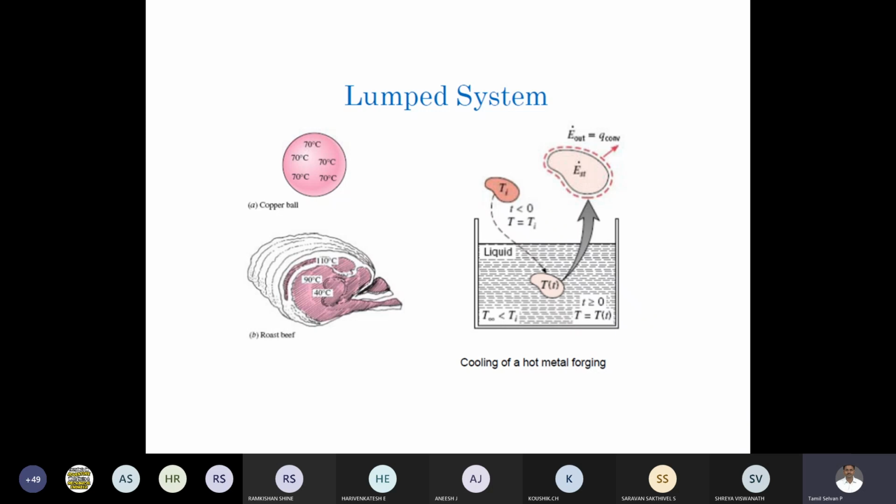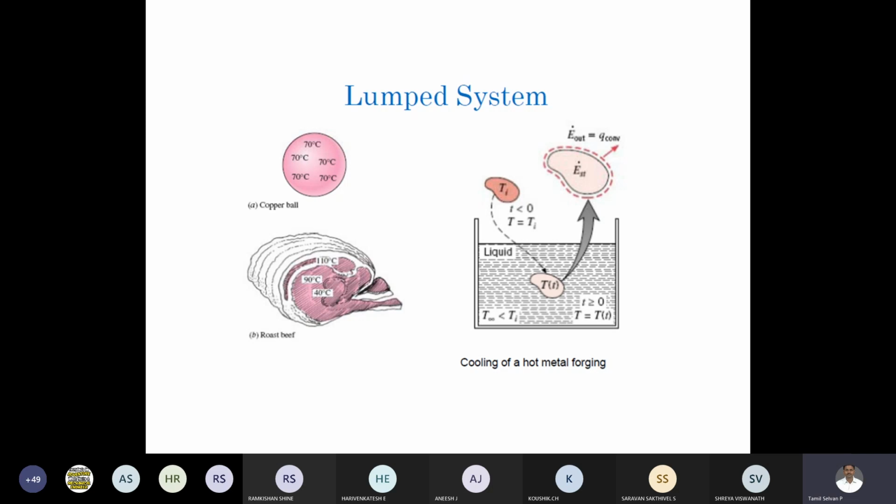So the process in which the internal conductive resistance is assumed to be negligible, or very much lesser when compared to the convective surface resistance, is said to be Newtonian heating if it is a heating process, and Newtonian cooling if it is a cooling process. If the fluid is at a lesser temperature and the solid is at a higher temperature, the solid cools. Am I correct? All of you are able to understand?